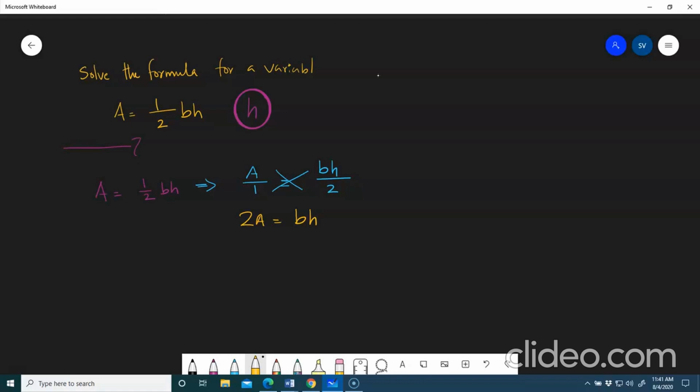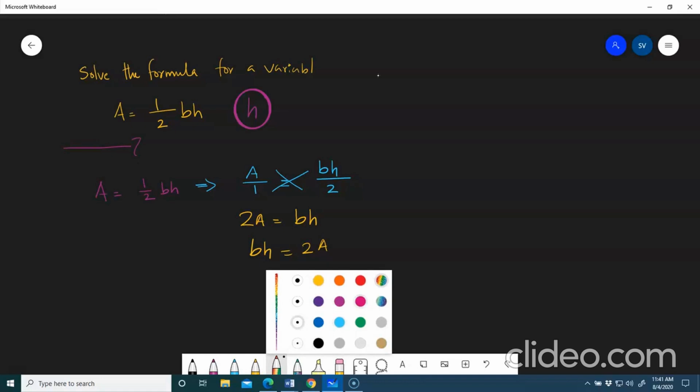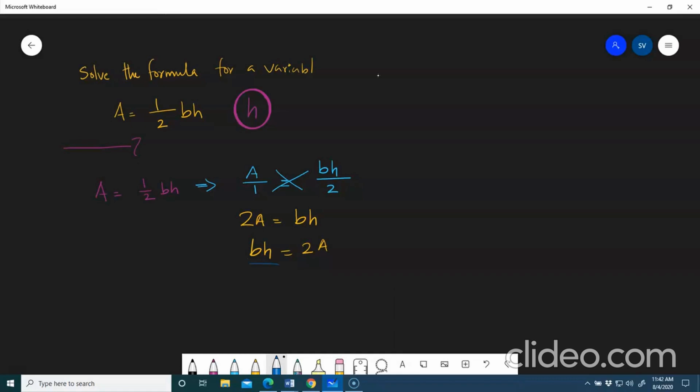Just for convenience, I am flipping this equation. bh is equal to 2a. Now what we need is only h; we don't need other items. I don't need this b, correct? So I need to cut this out. So basically I will divide both sides by b. Sorry, it is not h, it is b.